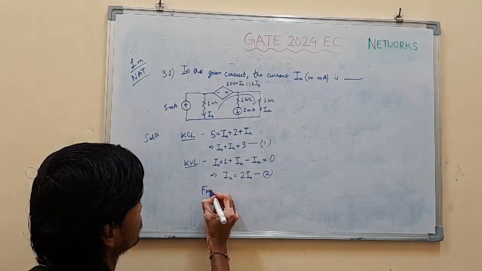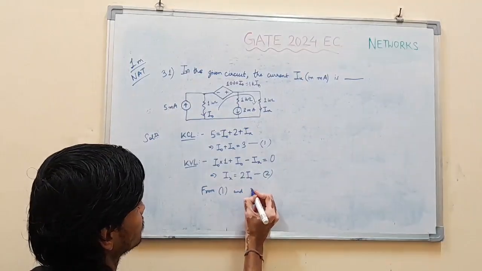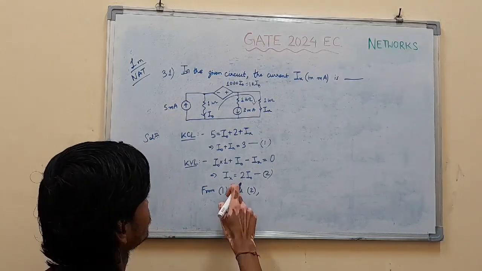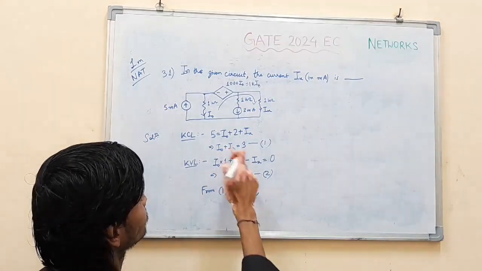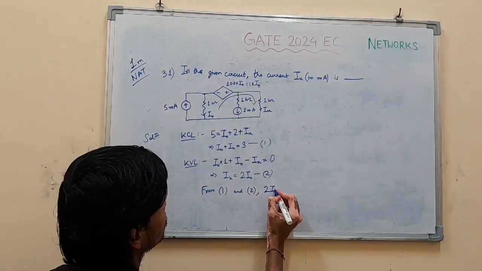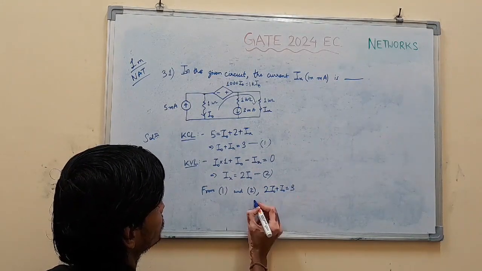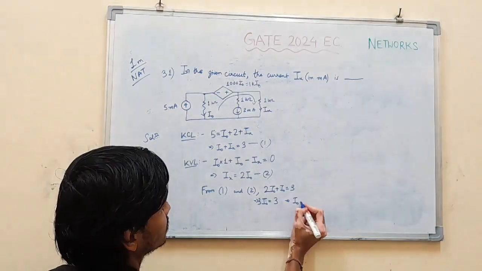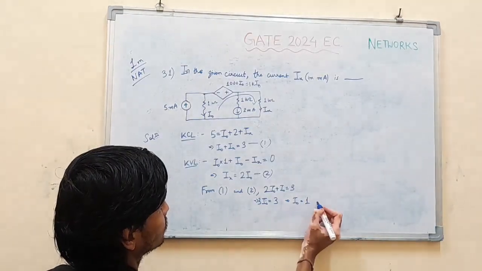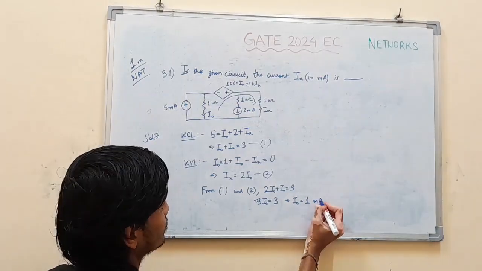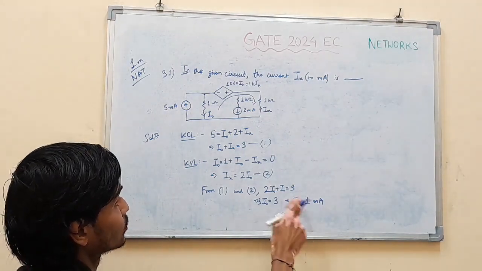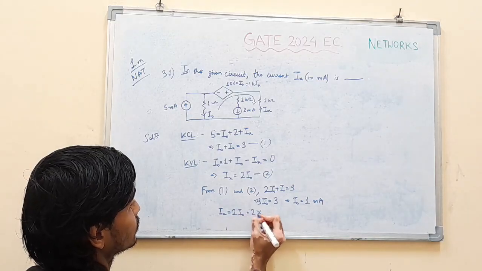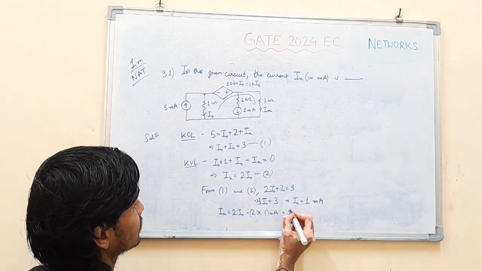From equations 1 and 2, what do we get? Just putting 2I0 in place of Ix, 2I0 plus I0 equal to 3. So 3I0 is equal to 3, I0 equal to 1 milliampere. Now substituting I0 equal to 1 milliampere in equation 2, we get Ix equal to 2I0, that is 2 into 1 milliampere, that is 2 milliampere.